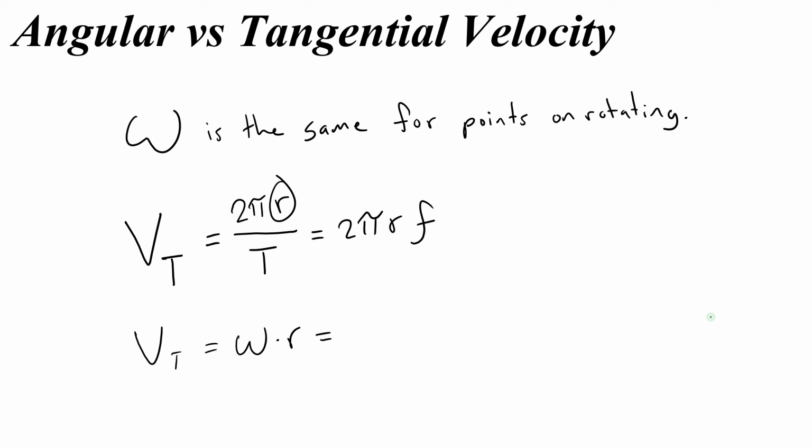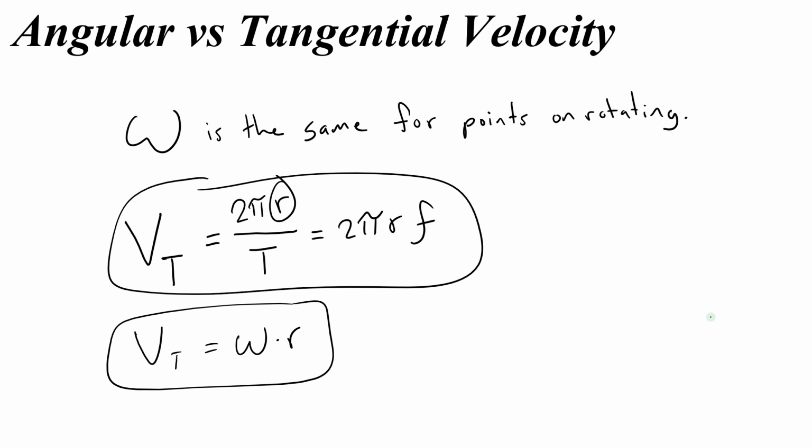Or, I guess this just says the same thing: angular velocity times r. Yeah, so no other one. That's it. That's the relationship. Boom. All of these are useful equations in uniform circular motion.